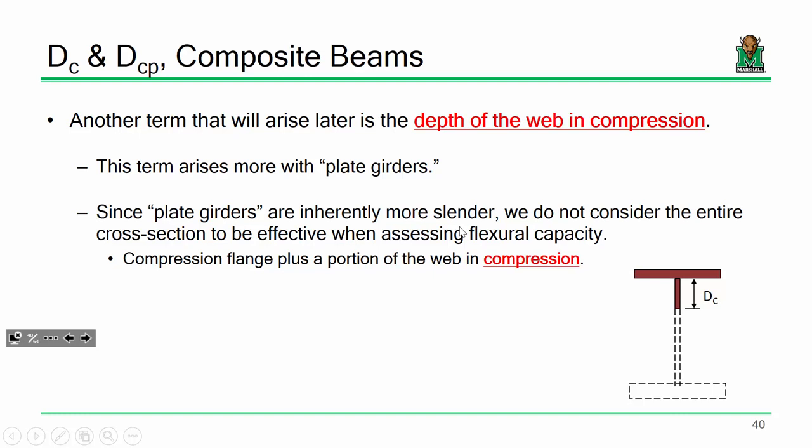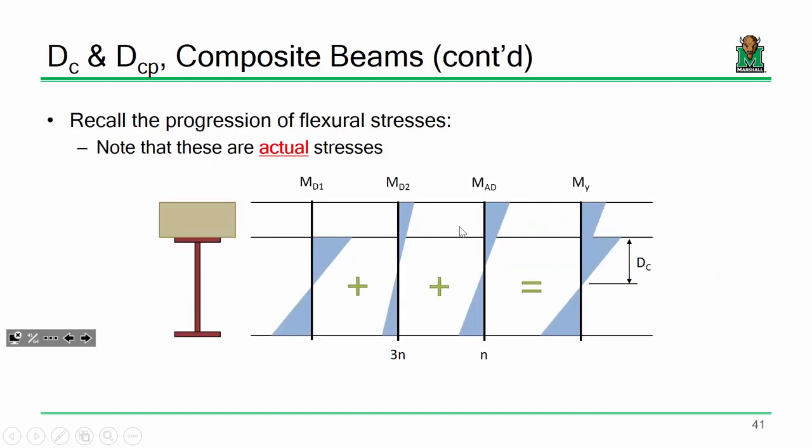Now, this D sub C is going to become pretty important to us when we start looking at stability of I girders. Local flange buckling, particularly lateral torsional buckling, because as you all know, we have a part of the beam in compression, and things in compression like to do this thing called buckling. So there's a lot of background that we've got to discuss there, and I'm going to throw the term D sub C at you quite a bit. D sub C is the depth of the web in compression, okay?